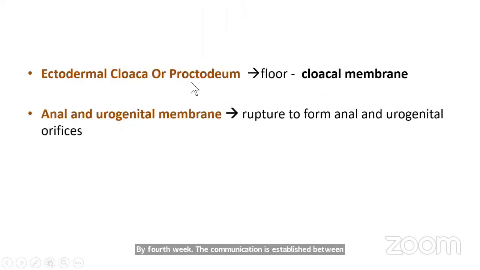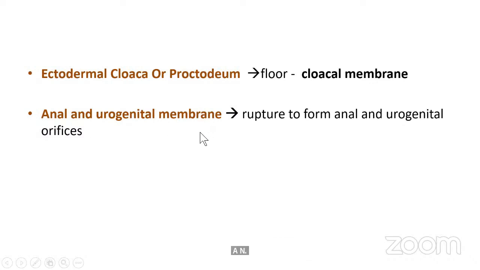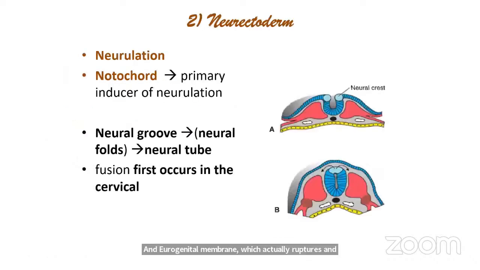So ectoderm, the stomodeum and proctodeum, the two regions, isn't it? So the proctodeum is seen at the distal end and the floor is actually forming the cloacal membrane. The cloacal membrane is actually forming the anal and urogenital membrane, which actually ruptures and communicates with the exterior in the form of anus. Now coming to the neurulation, just a quick review through the steps.